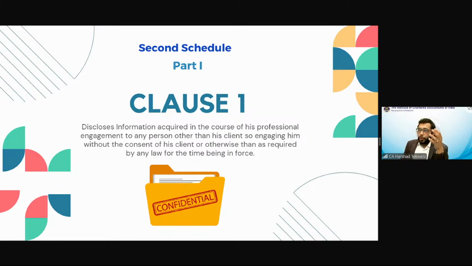Absolutely correct. So when I talk about clause 1, the key and important point is whether I was required to disclose, number 1, by law. If yes, then I have disclosed it, perfectly fine. But if I was not required to disclose by law, and if I have not obtained the consent or the permission of my client, in that case, I will be held guilty of professional misconduct.